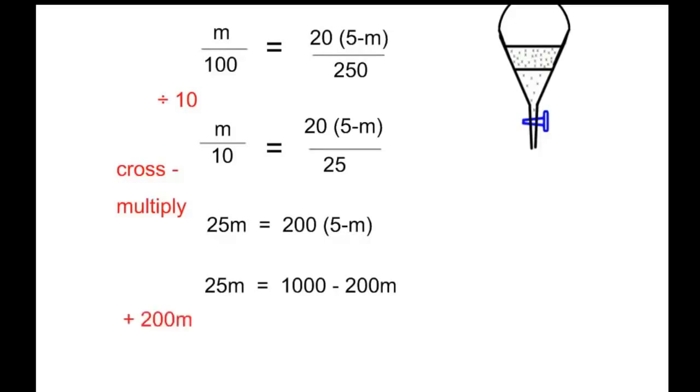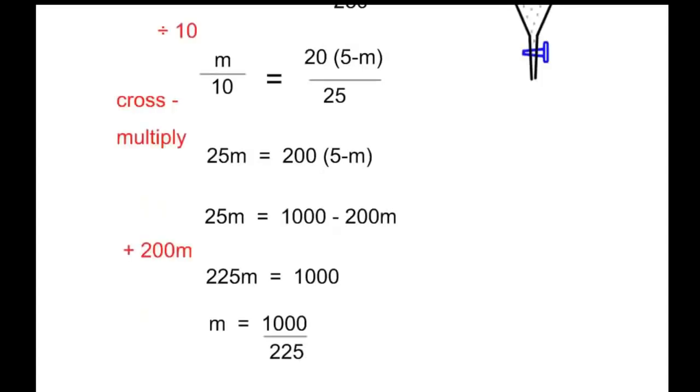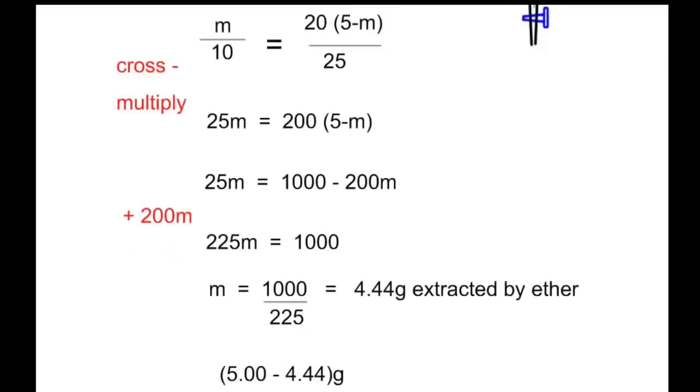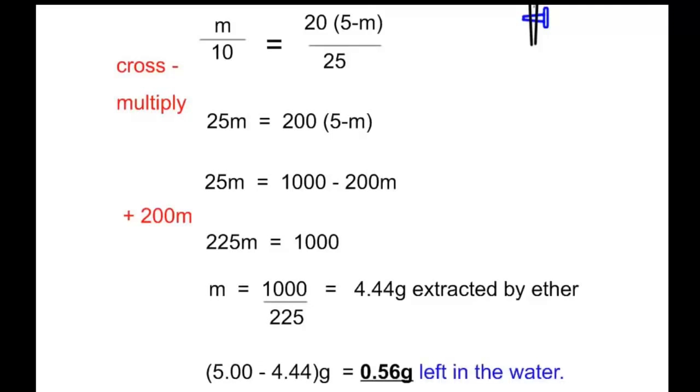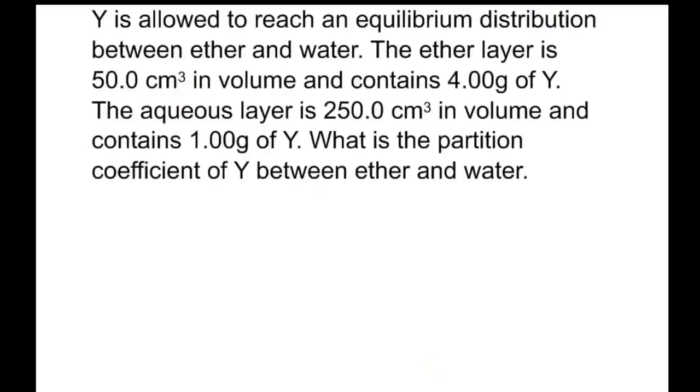I've worked that out then. 25m equals 1000 minus 200m. Add 200m to both sides and you're left with 225m equals 1000, and you can see m turns out to be 4.44 grams. Now that's, remember, the mass extracted by the ether, so 5 minus 4.44, or 0.56, will be the number of grams of the original 5 grams that will be left in the water.